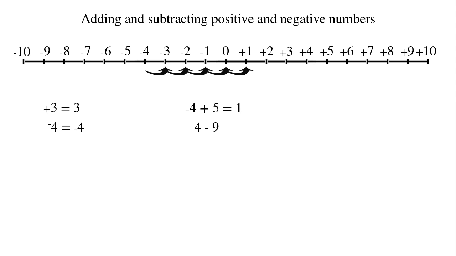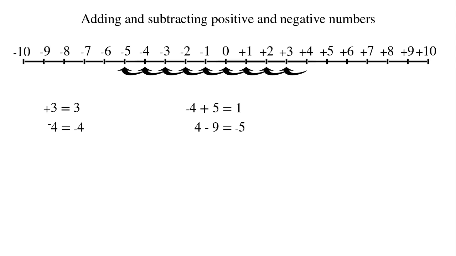We can do the same thing with 4 subtract 9. We start at 4 and have to go 9 steps backwards. If we go 4 steps backwards, we come to 0. Another 5 and we come to -5. So we've gone 9 steps backwards in total, which gives us our answer, -5.